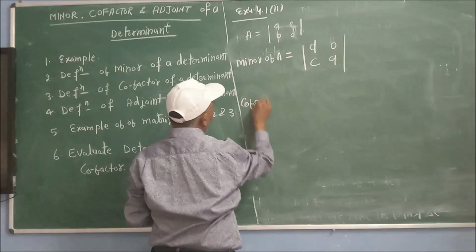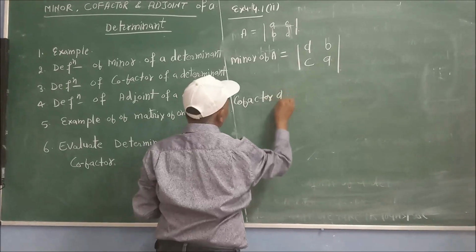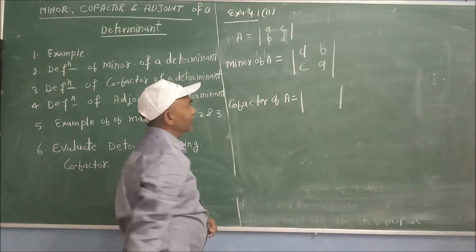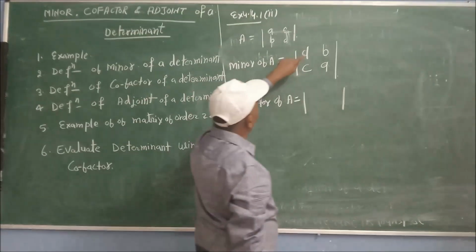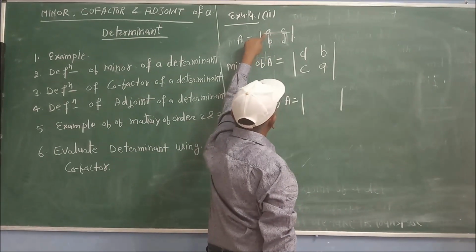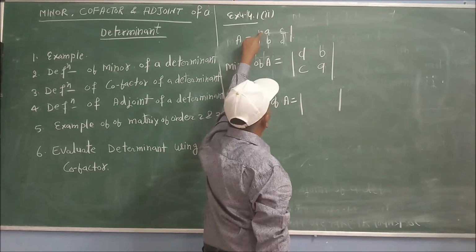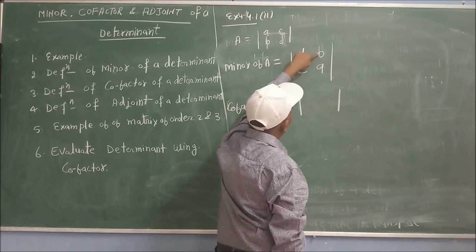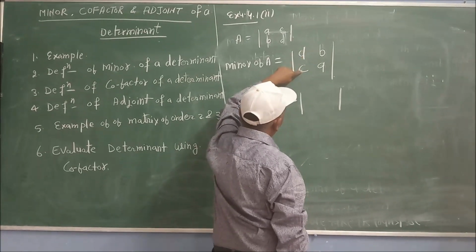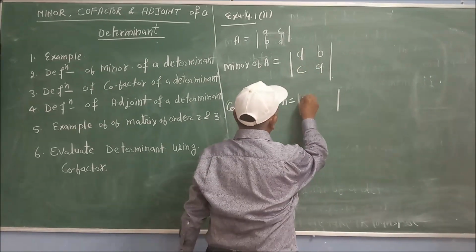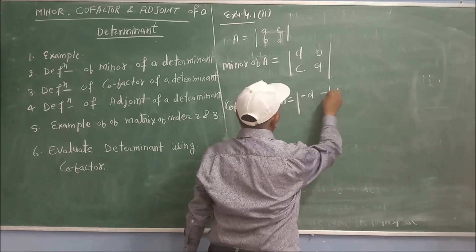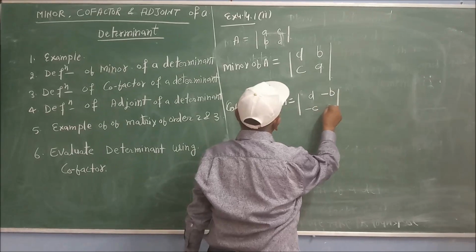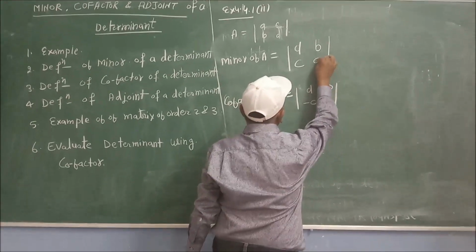And now cofactor of A. Cofactor of A means we have to think what sign should be written against these elements. So this is your D. So here original element will be A and its position is A11, so it will be even. So here sign will be plus, here sign will be minus, here sign will be minus, and here sign will be plus. So this can be written as plus D, minus B, minus C, and here will be A.